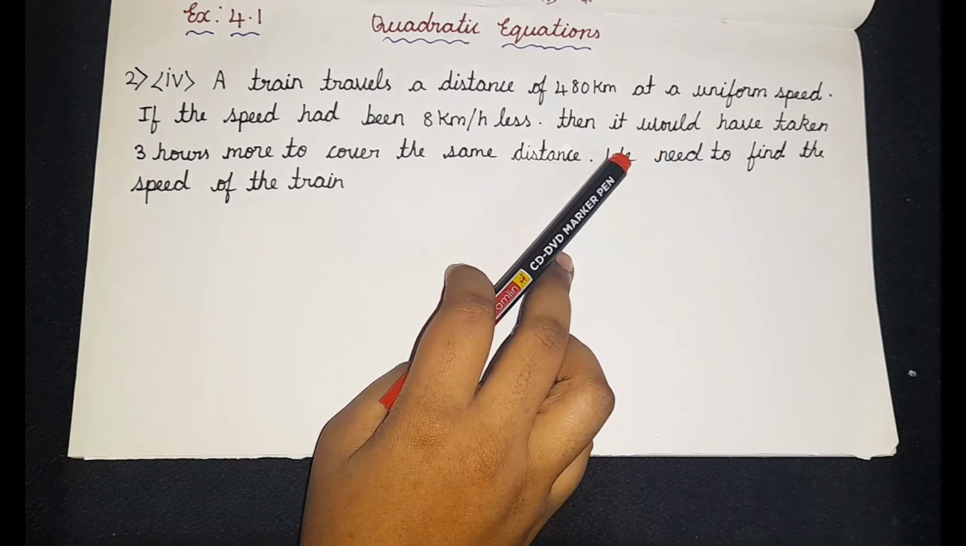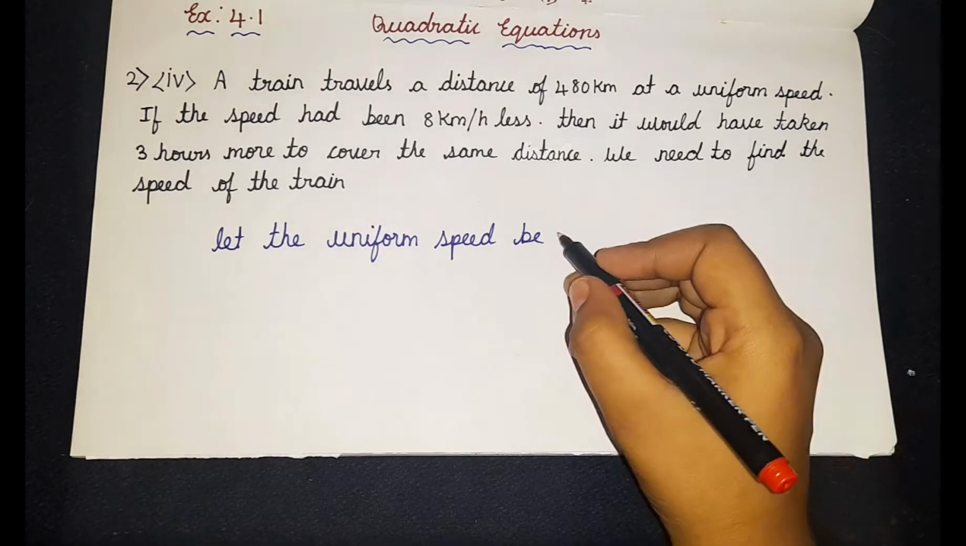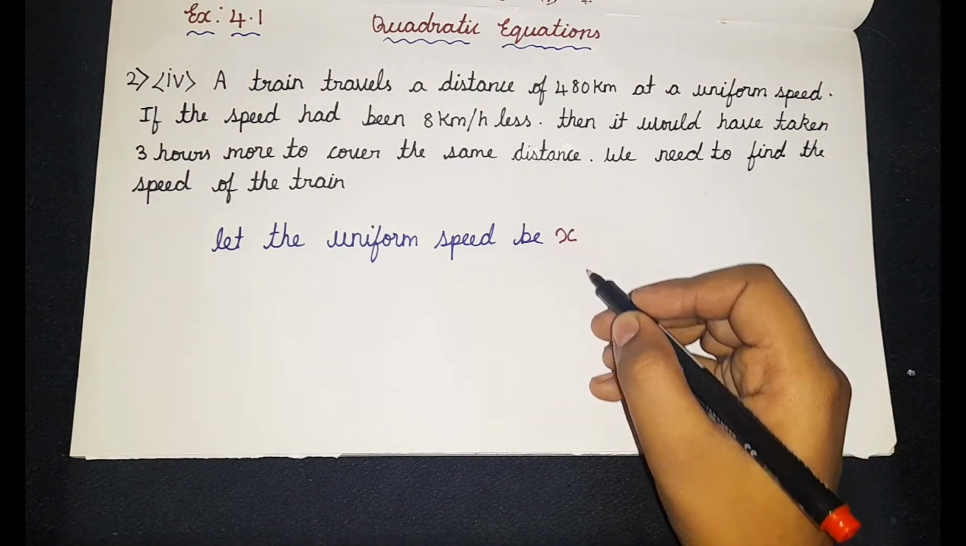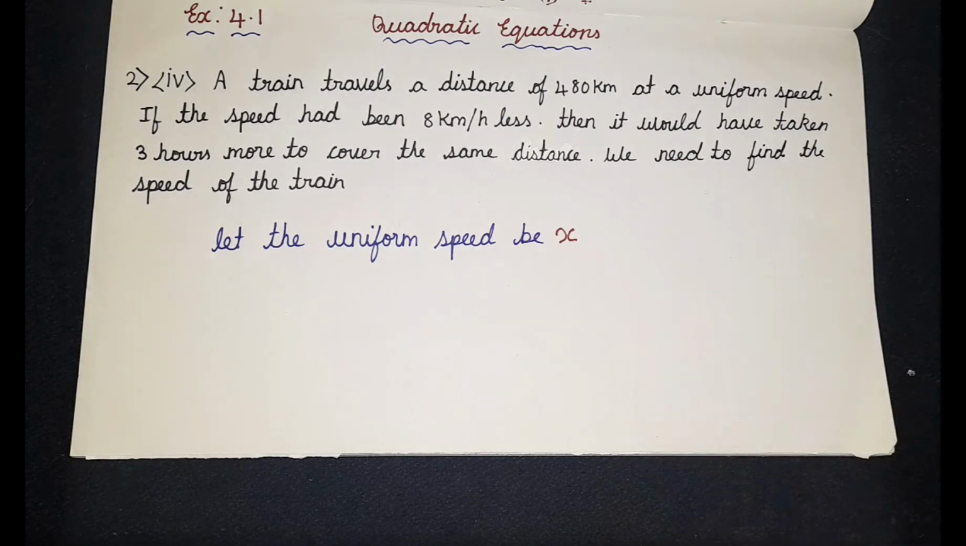Okay, so now let us write that. We are going to take the uniform speed as x. So let us write x. I took the uniform speed, let it be x. Now the uniform speed is x.